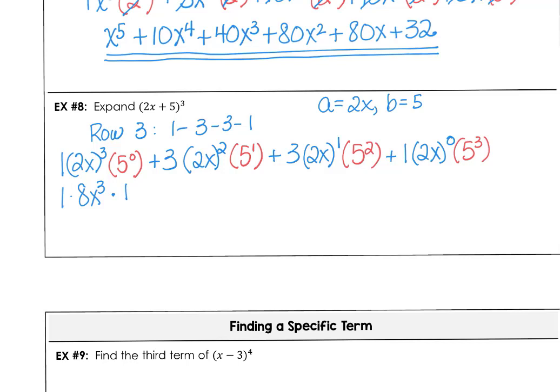So we have 1 times 8x cubed. In our second term, we have 3 times 4x squared times 5. So what is that going to give us? 5 times 4 is 20, and 20 times 3 is going to be 60x squared. So we've got 60x squared here.